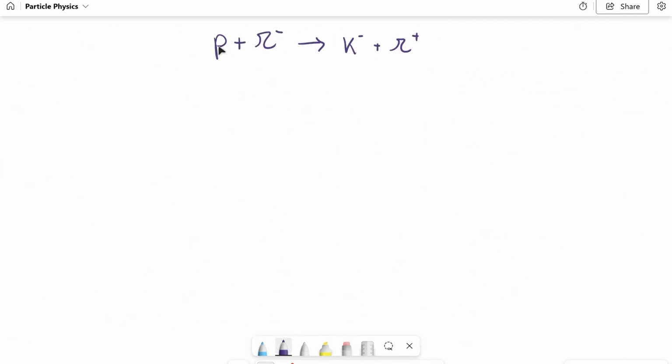So let's look at some questions. The questions you'll get are, here's this interaction, is it possible? And the way we do that is looking at our quantum numbers. So we've got baryon number, we've got charge, we've got lepton number, we've got strangeness. So we look at each one.